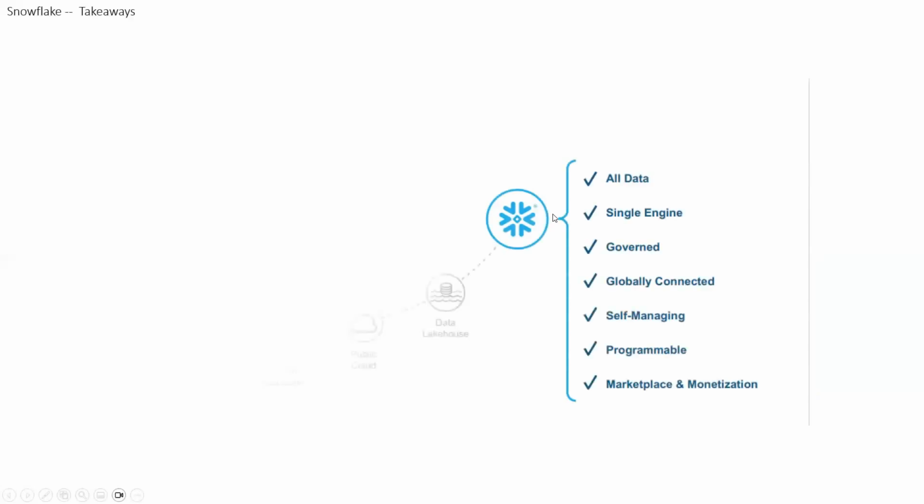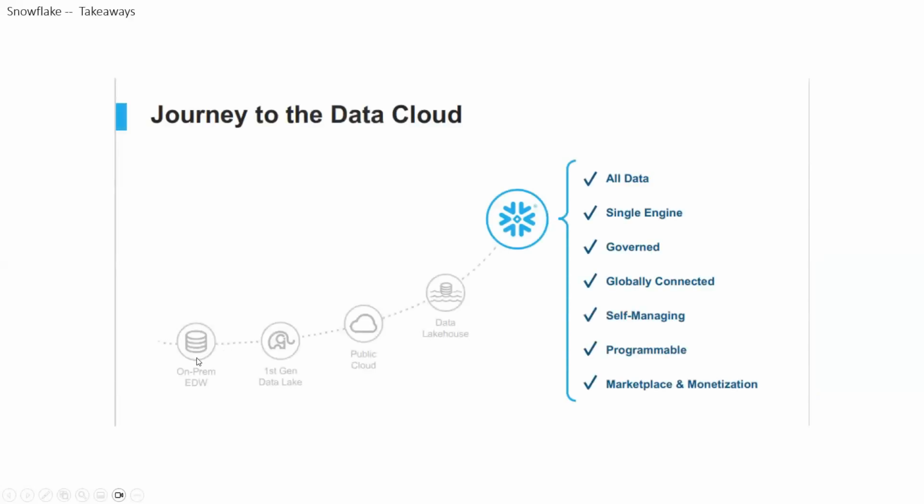And then this is our journey that started. We started with on-premise database. We started with the first generation data lake, which is your big data. Then we went into the public cloud like AWS, Azure, Rackspace, and all those things. Then we came into the data lakehouse, which we have been calling, and finally we have arrived at this Snowflake single engine, globally connected, self-managing, programmable, with marketplace and monetization. These are all the things that you can see in Snowflake at this point of time.